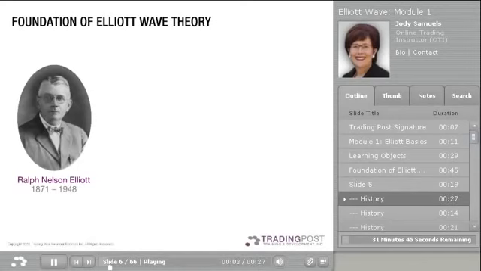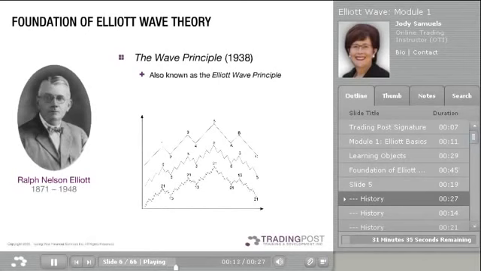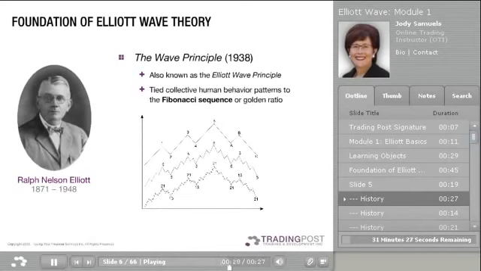Elliott's work was published in 1938 in a monograph titled The Wave Principle, which has come to be known as the Elliott Wave Principle. He tied these patterns of collective human behavior to the Fibonacci sequence, or golden ratio, well known by mathematicians and scientists. There will be more on Fibonacci later in this and following modules.